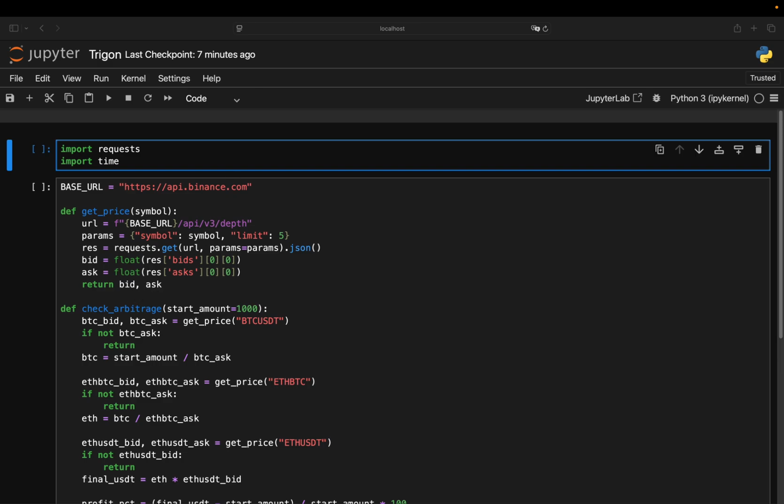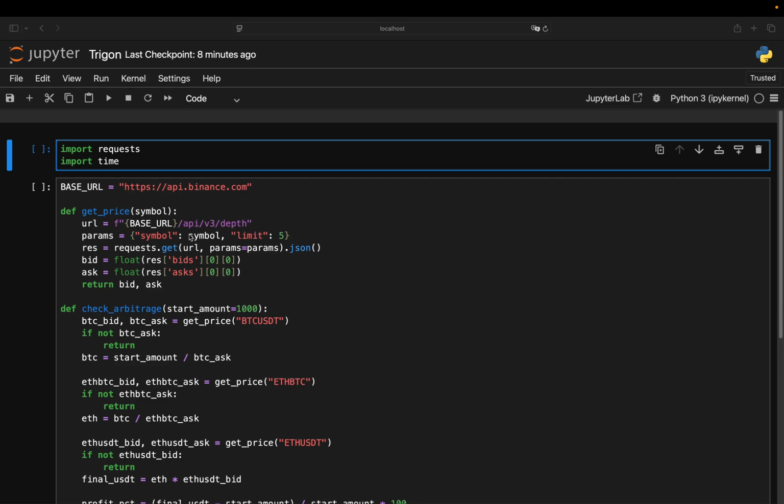We construct the full URL for the Binance depth endpoint. This is the endpoint that returns the current order book for the given trading pair. Then we pass two parameters, a trading pair symbol and a limit of 5, which asks Binance to return the top 5 bid and ask entries from the order book. In our case, we will only use the top level, the best available prices.